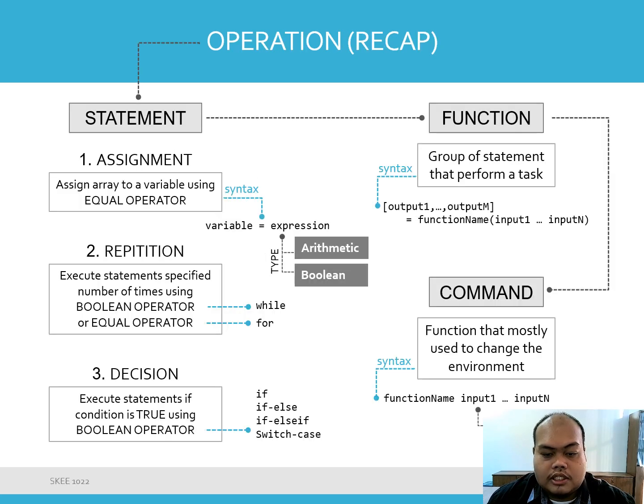So in chapter 2 we focus on this. And in chapter 3 we learn about how to create a variable array and the operations, which is this one. And then in chapter 4 we learn about control flow, which consists of repetition as well as decision.